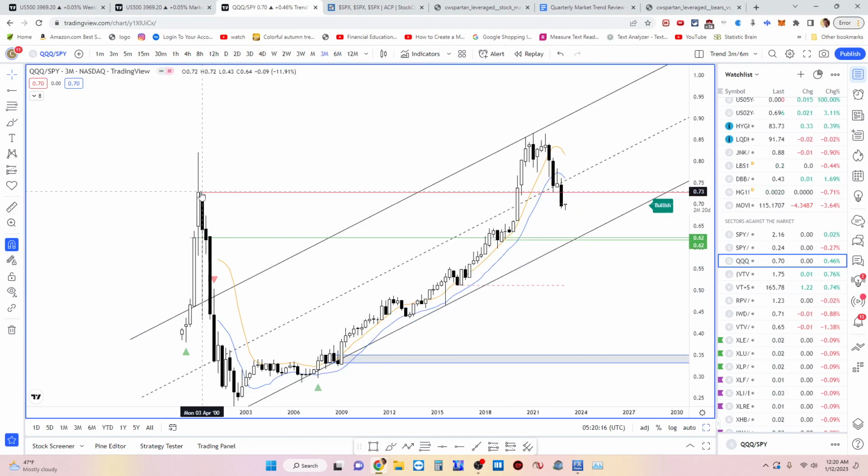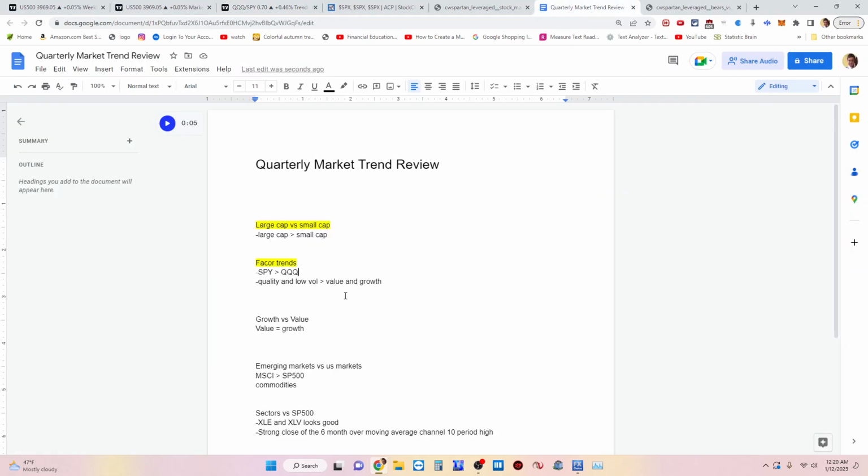This is resistance here. And we could come up here to test. And if we get a rejection, most likely we're going to want to come down to the demand, the quarterly demand. So I would say if we were to just draw a trend line, I'd say we're SPYs beating the Qs in a short term. And that also rhymes with the formula of quality and low vol versus value and growth.